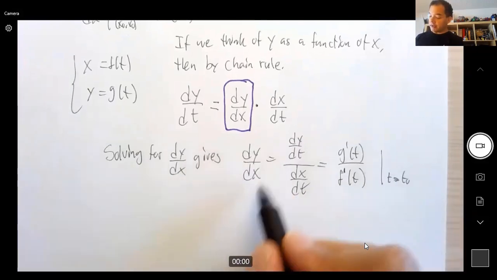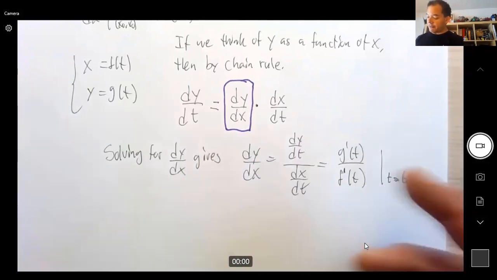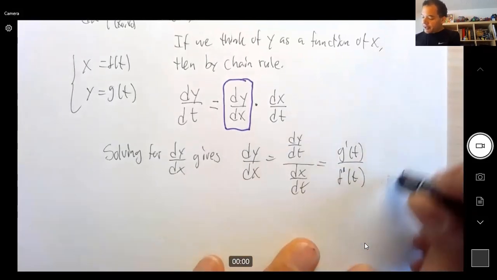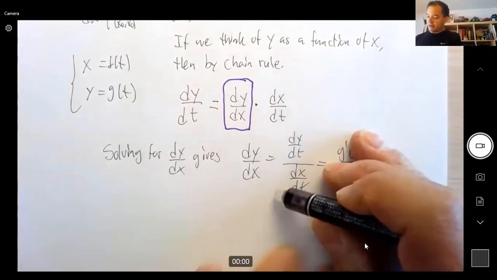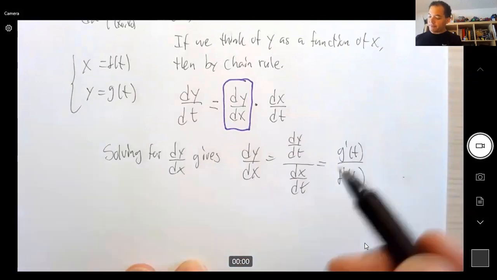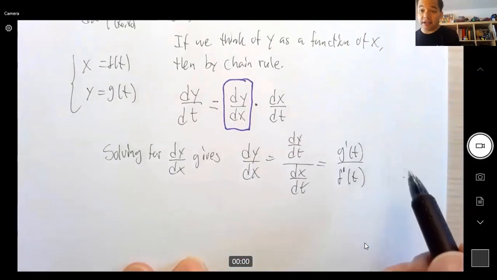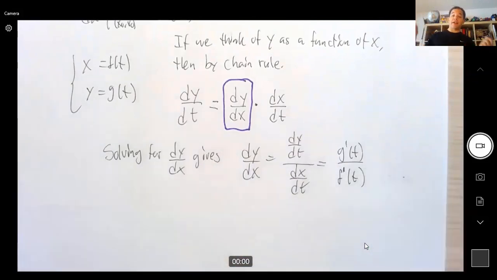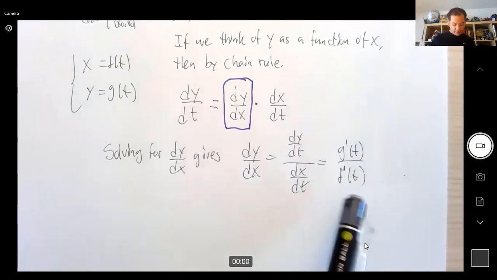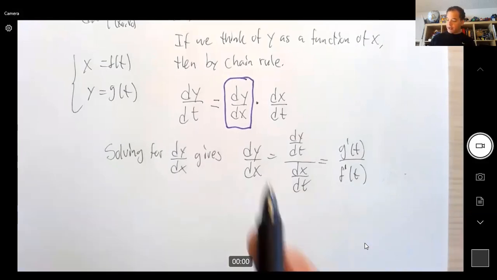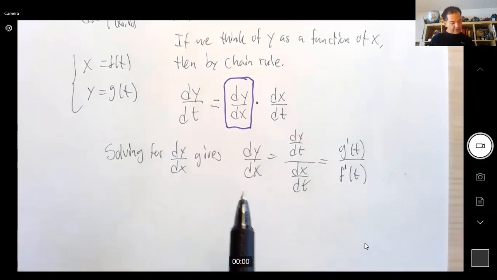So this is the general formula for the derivative, but if you want to plug in the derivative at a specific point, you got to plug in the t at which that point was the outcome of both the x and the y. Okay, so this is the important thing to remember, the derivative dy dx. And let's see an example about finding slopes.